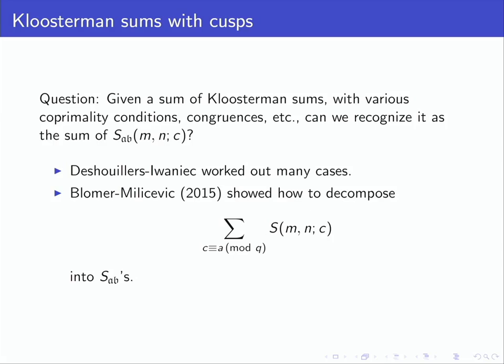So Deshouillers and Iwaniec worked out many cases, but not everything that we wanted. And there's a nice paper of Blomer and Milićević that showed how you can decompose pretty general arithmetic functions. So you can have c congruent to a mod q, a general sum like this. If you can pick out c in a residue class mod q, then basically you can do anything you want. Like you can have c coprime to something or other, c congruent to whatever you want mod something else. And they decompose this into these Kloosterman sums attached to cusps with Nebentypus character. So we found it really reassuring to have this in the background, that we knew in principle something should exist. But we ended up not using their formulas.